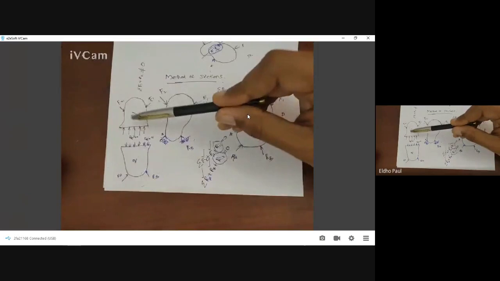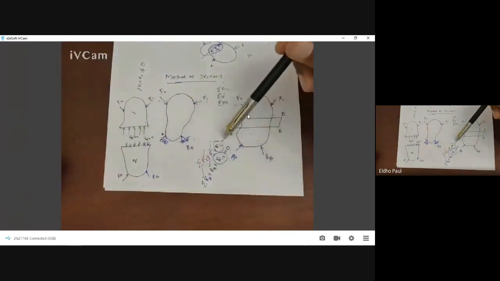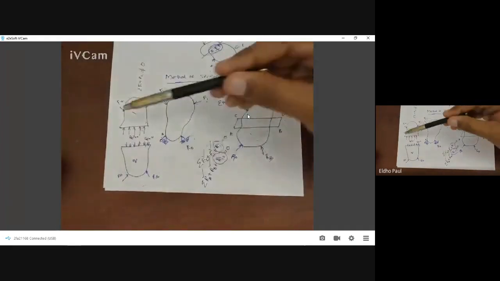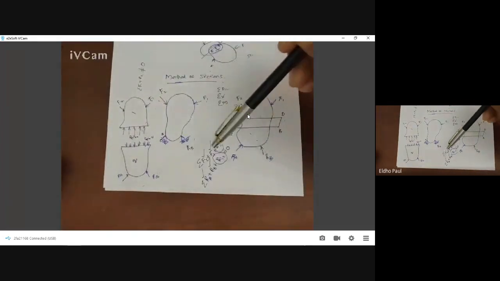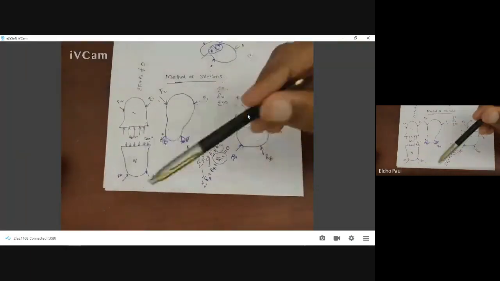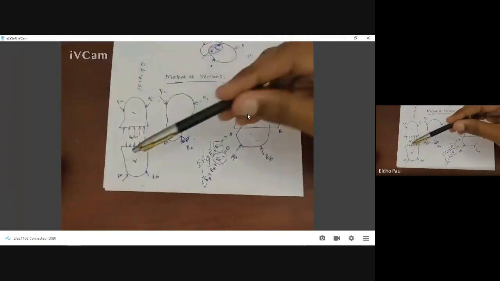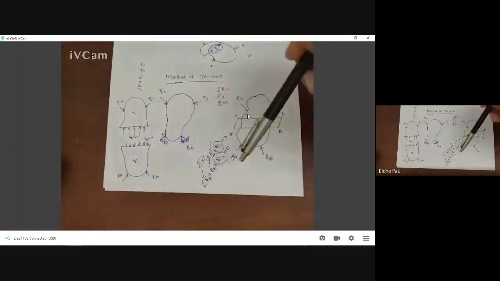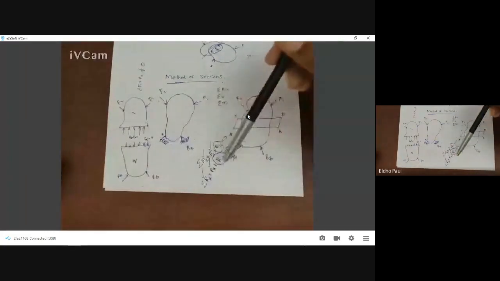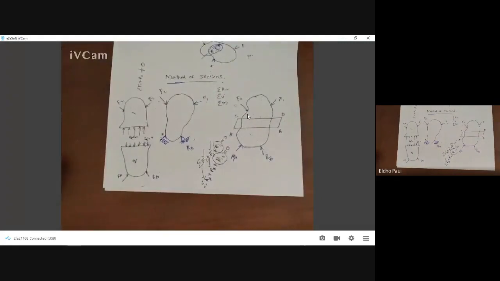If this part is in equilibrium, we can write the sum of all forces equal to 0. So F1 plus F2 plus Ri1 equals 0. If we know F1 and F2, we can calculate Ri1. Similarly, here Ra plus Rb plus Ri2, that is the internal resistance force, equals 0. If we know these two reactive forces, then we can calculate the internal resistance force. So this is the method to calculate the internal resistance force.